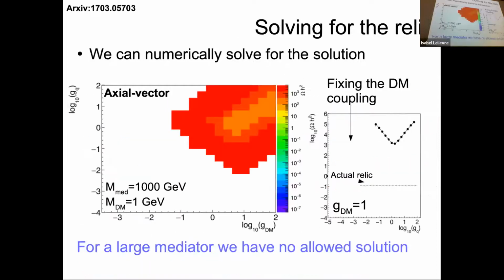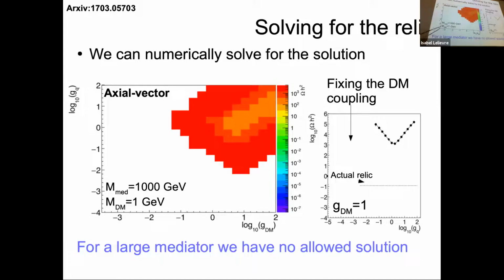And just to conceptualize this, here's this same variation. What I'm doing here is fixing the mediator mass, fixing the dark matter mass, and plotting the relic density as a function of one of these couplings, GQ. This is the 2D version, right? So GQ, GDM. And what you see is you get a quadratic, and you have a minimum, and you have two solutions for this specific relic density.